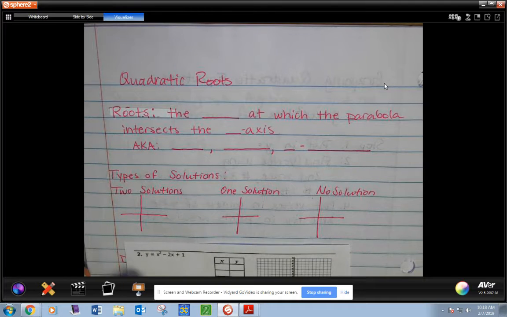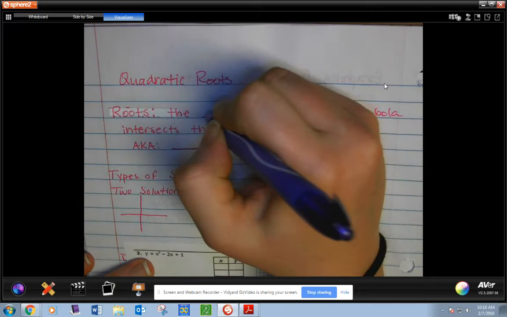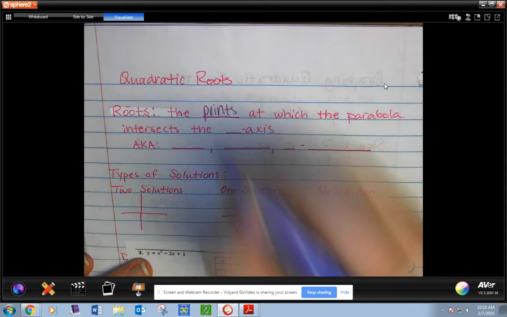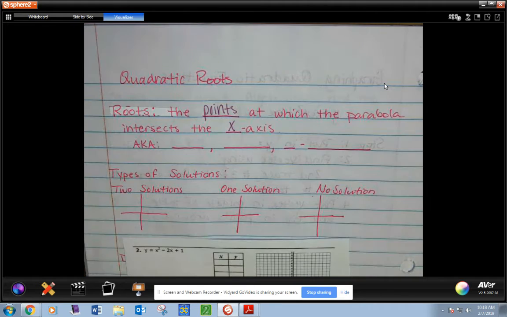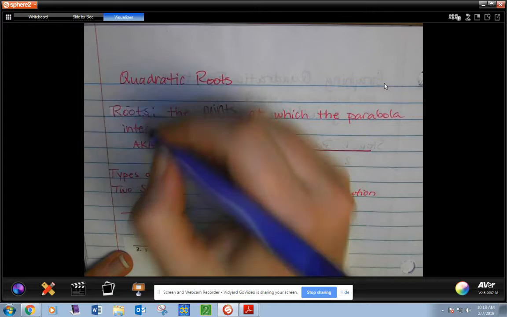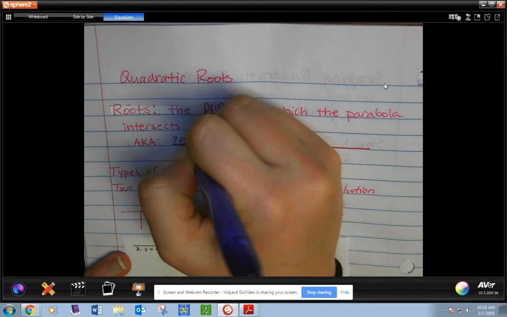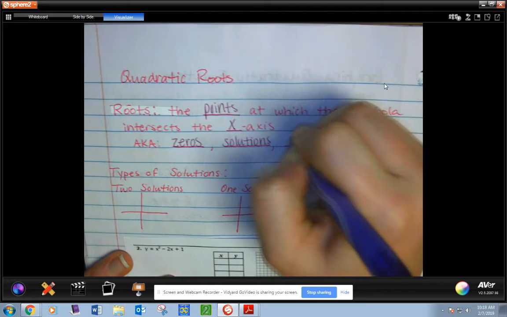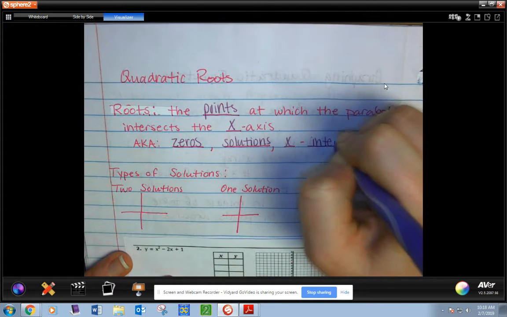Okay, so starting off, when we're talking about quadratic roots, they are the points at which the parabola intersects the x-axis. AKA, which is also known as, there are three words for it. There are zeros, solutions, and x-intercepts.